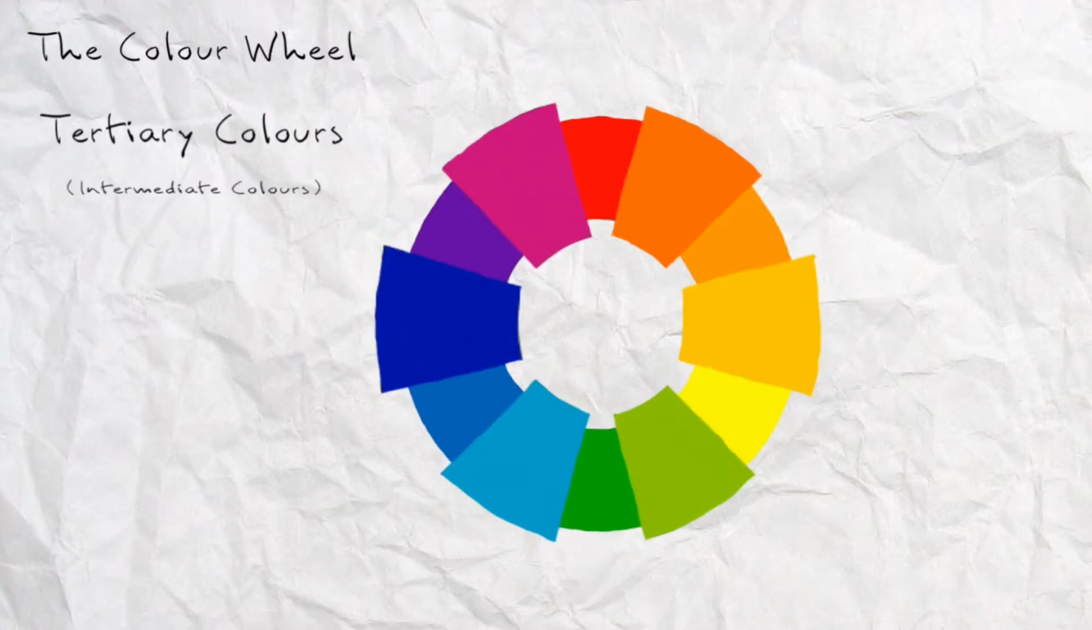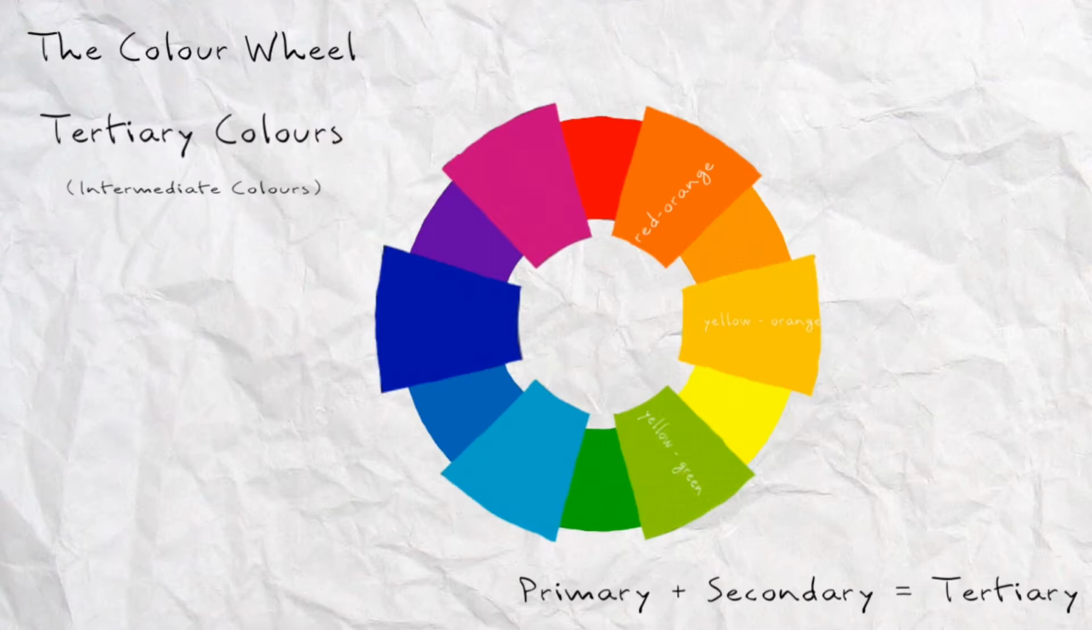Now, when you put a primary color together with a secondary color, you get a tertiary color. Some people call them intermediate colors. They're the colors that have names like red-orange, yellow-green, blue-green, blue-violet, and red-violet. They're the colors that really make life more interesting, I think.